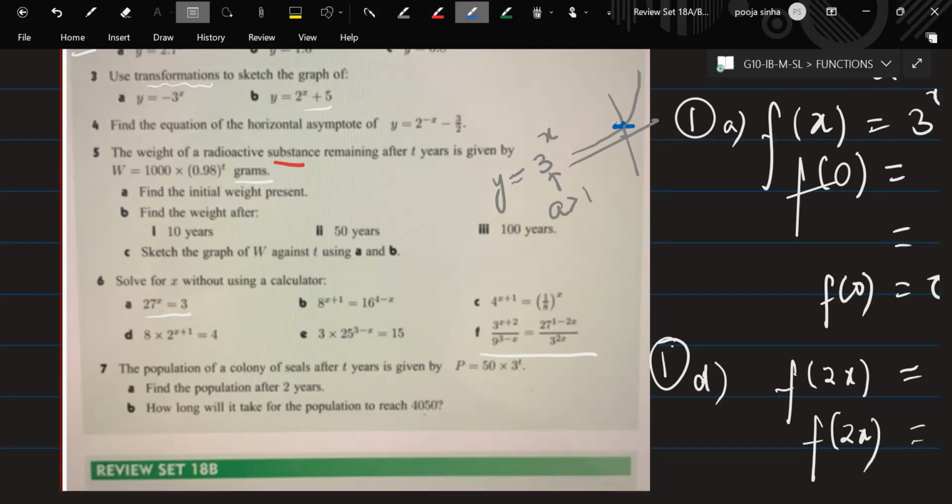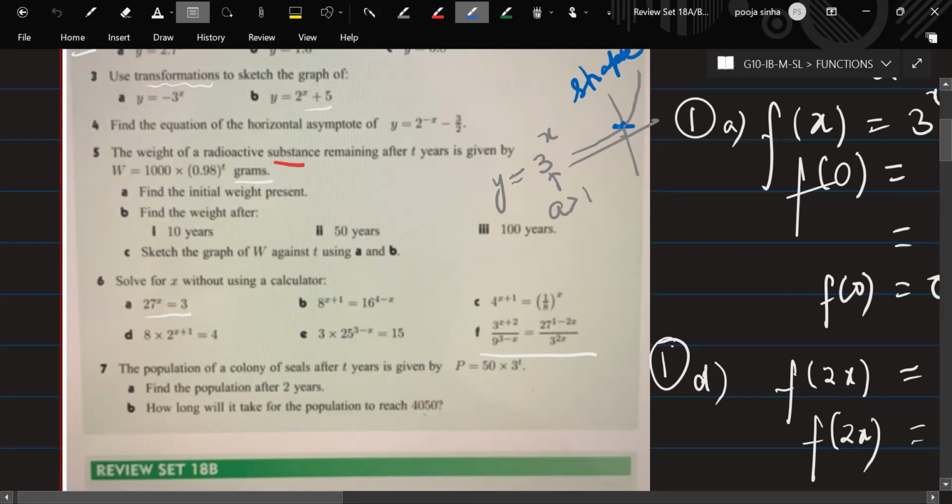Whenever you're sketching an exponential graph, you should know what shape it will take. Will it go up from left to right, or go down from right to left? How is it? Left to right. Okay. You told me that it is 3 raised to power x, so it is going to go from the left upwards. Correct? That's what you told me. So you told me the shape. So shape is not a problem.